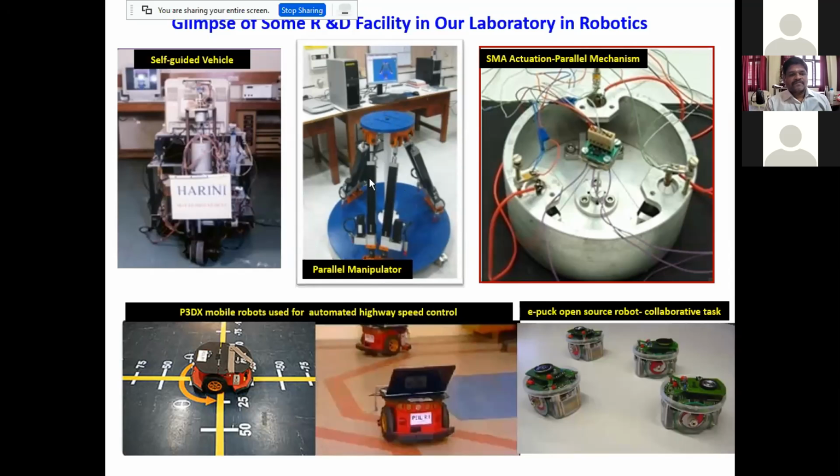I'll show you some of the simulation as well as animations. And the SMA actuator, one-to-one relations here. Here we are using the SMA wires to position the top table. Then, if you see the automated guided vehicles, we are using the P3DX robots and EPEC robot for coordination work, collaborative work in off-highway and on-highway speed control systems.